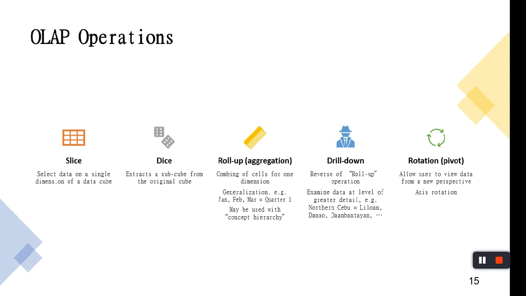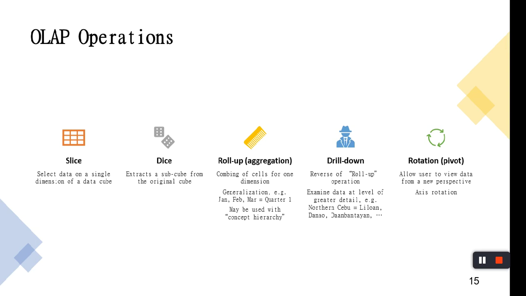And then we have roll up or aggregation. This is the combining of cells for one dimension. For example, January, February, and March, we will add them all up, combine them, and refer to it as quarter one. In that way, we have performed a roll-up operation. So again, in roll-up, we combine cells for one dimension. That is why we sometimes refer to it as aggregation, because you combine and get the total, the aggregate.